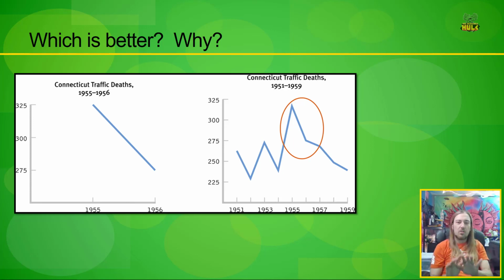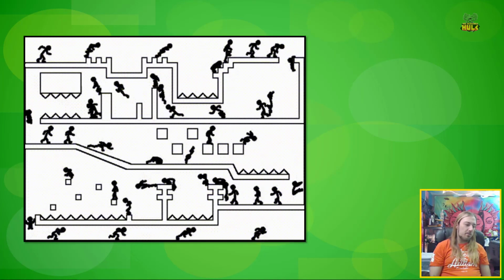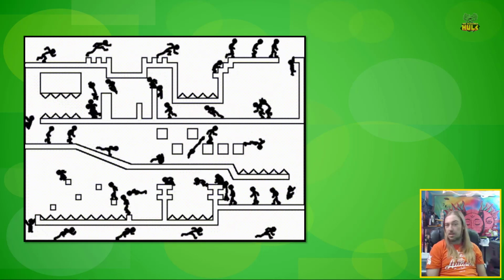My point is that you, as the individual making the graph, or as the individual reading and looking at the graph, have to be critical about what data is being presented to you and what data might not be presented to you. Okay? So that's what a famous book once called Lies, Damned Lies, and Statistics.